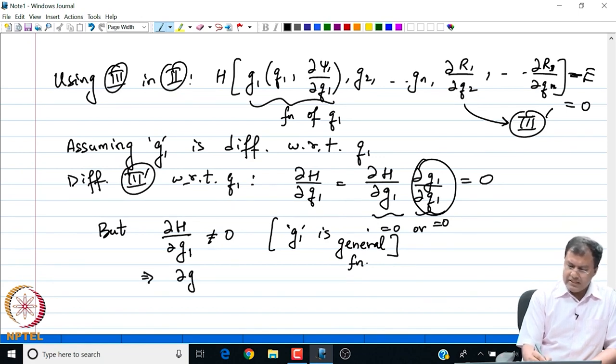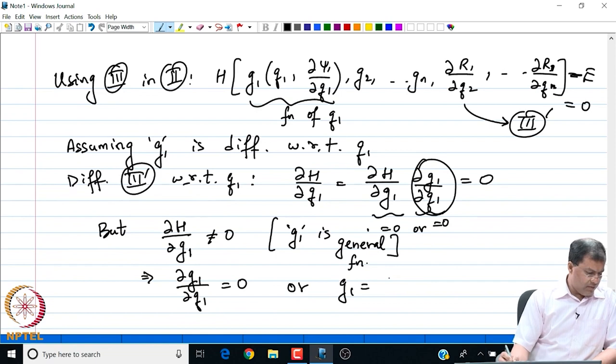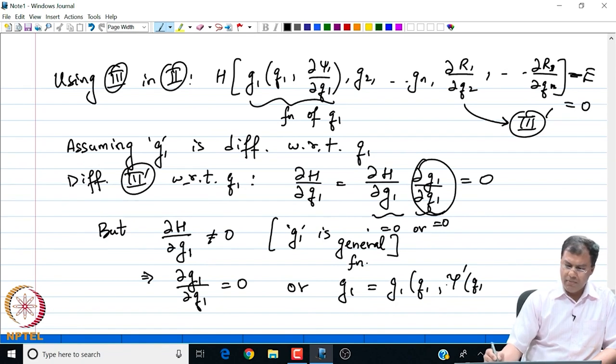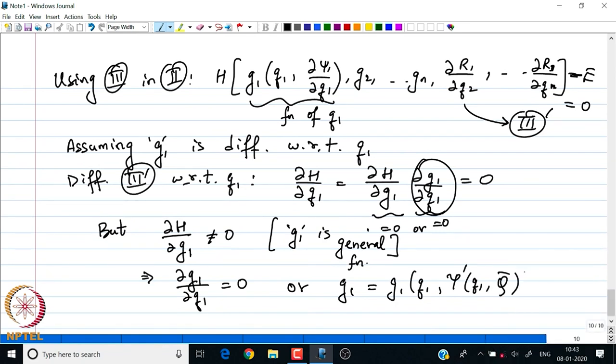Which means that del G 1 del Q 1 is equal to 0, or my G1, which was a function of Q 1, psi of Q 1, psi prime of Q 1, comma capital Q, is purely a function of the generalized coordinate capital Q, because we have already eliminated the dependence of Q 1 on G 1 through this argument. Okay.